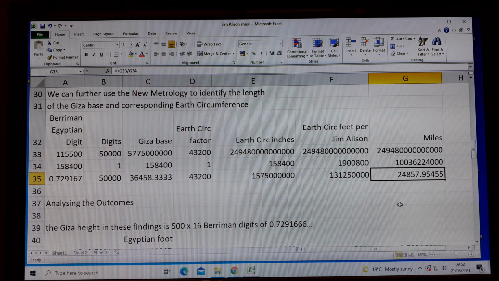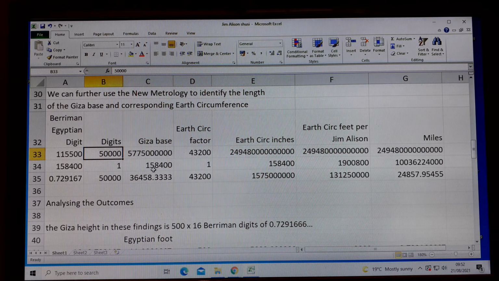And the way we're doing this is we've got the digit here, which is 115500 over 158400, 0.7291666 recurring imperial inches. And in the Giza base, in the new metrology, there are 50,000 digits. So what that gives us is 5775000000 divided by 158400. And Jim's Giza base, and I'm not sure that he's actually calculated this, is 36458.333 imperial inches.